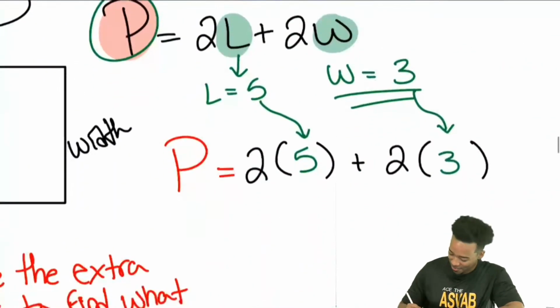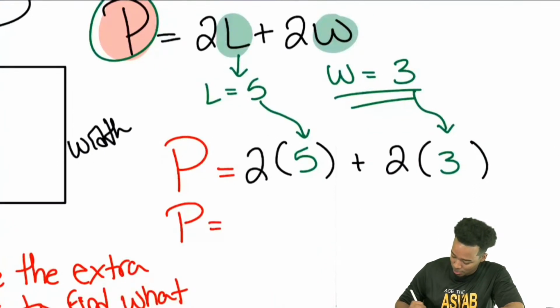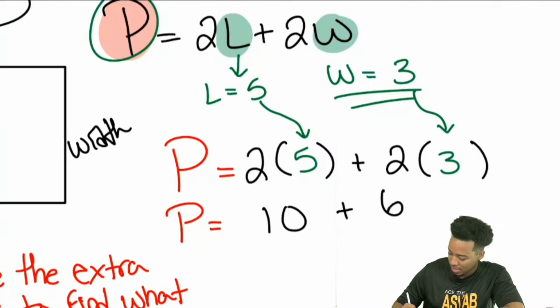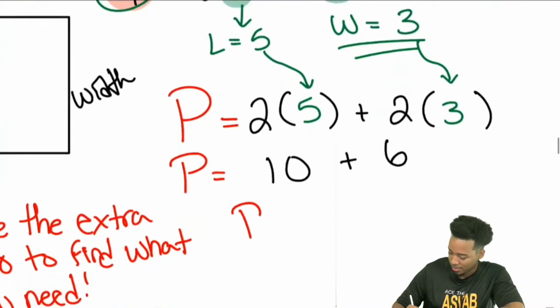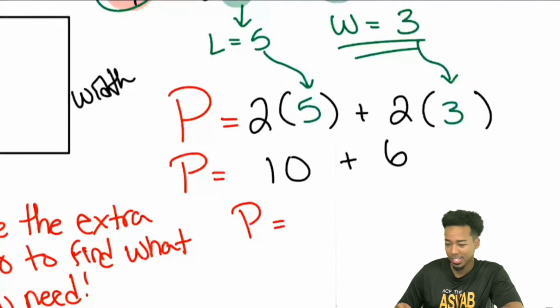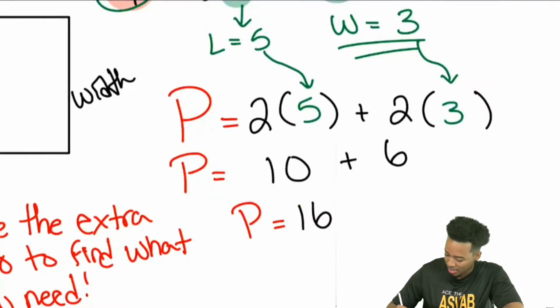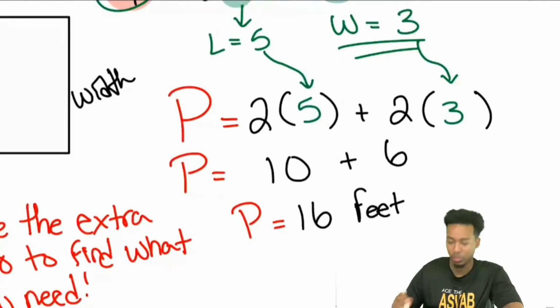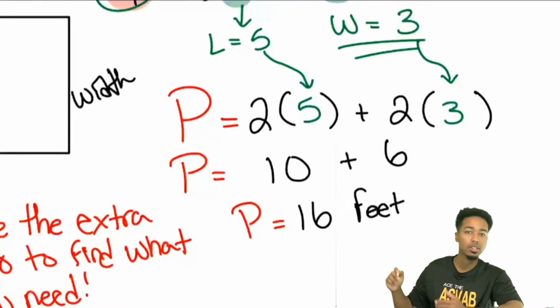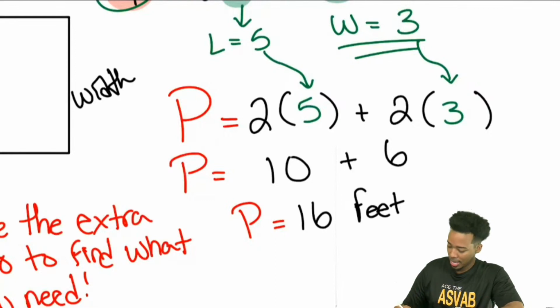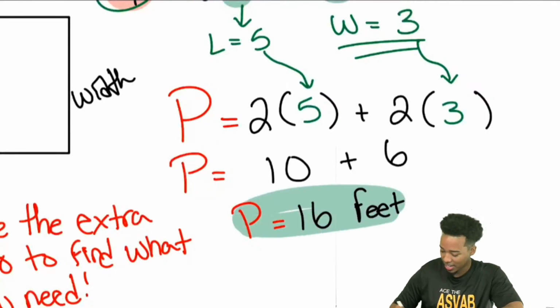So here we go. Perimeter equals 2 times 5, which is going to be 10. 2 times 3, which is going to be 6. My party people, what's 10 plus 6? 16. Right on. And there we go. That's going to be 16 feet. Again, perimeter is just distance, just going distance around. So it's just regular old feet. And so bam, there's your final answer.